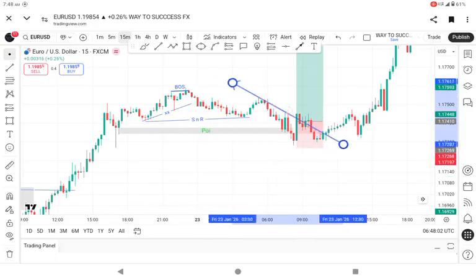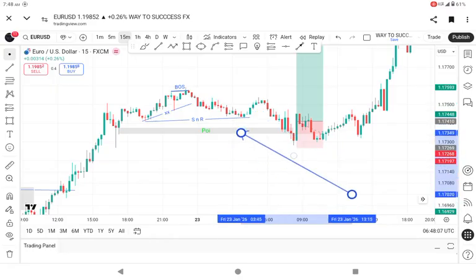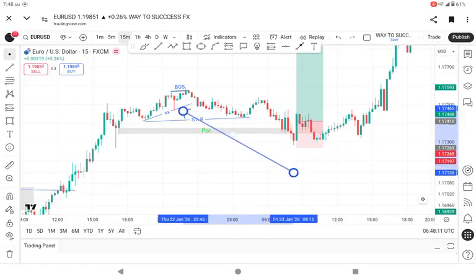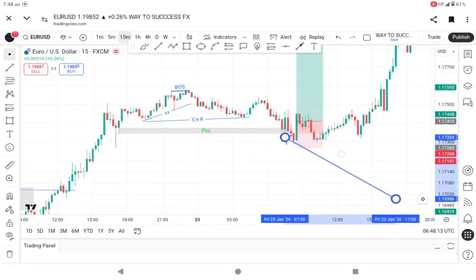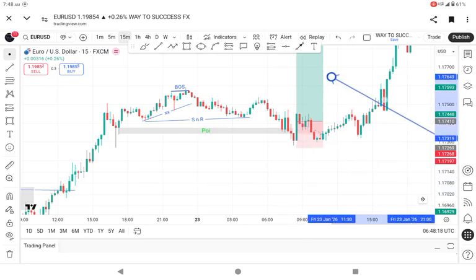It won't go up without taking liquidity. It won't go down without taking liquidity. So that is what we see here. And exactly that is what happened in this market. And I had my good entry at this level and hit my TP before the market closed.